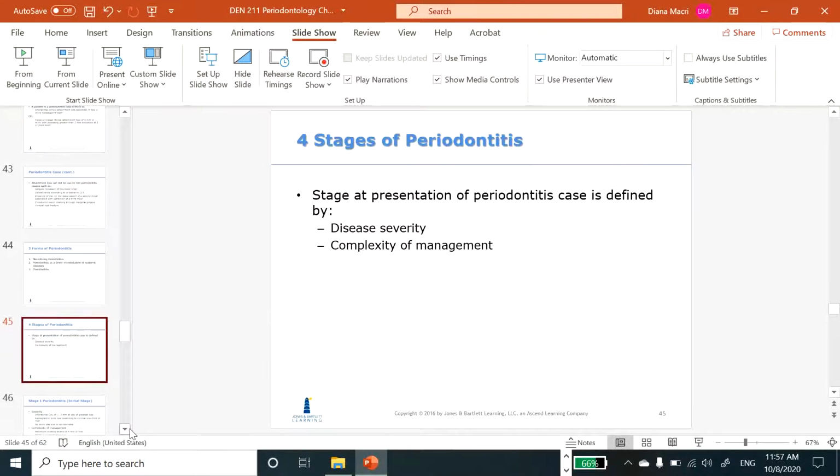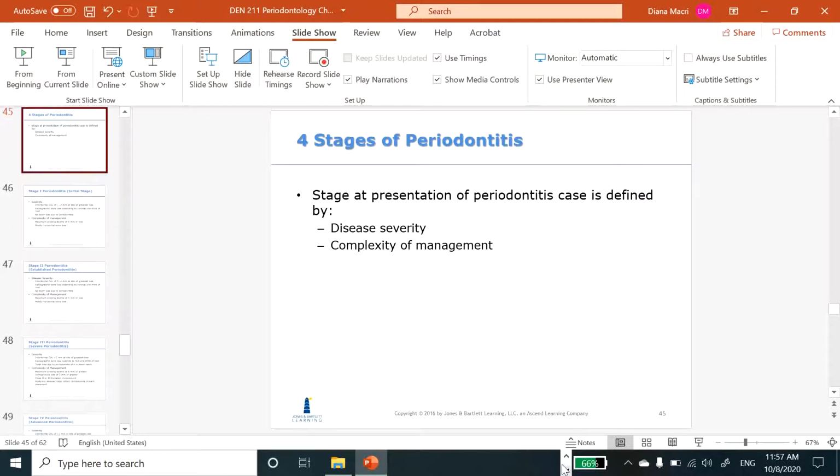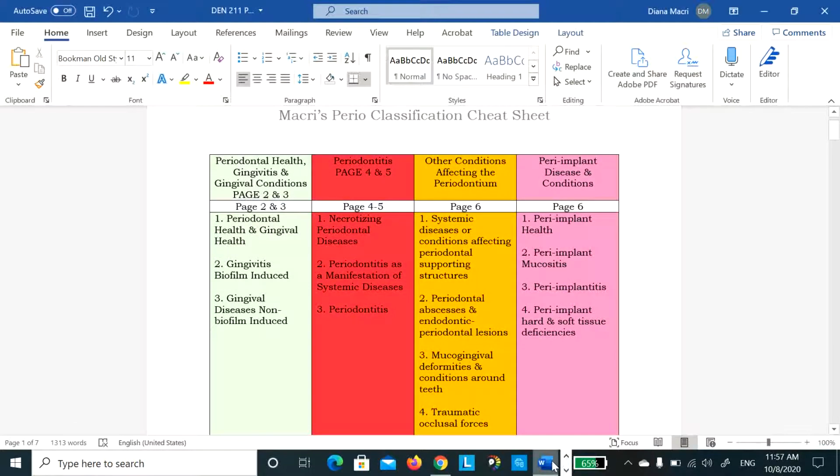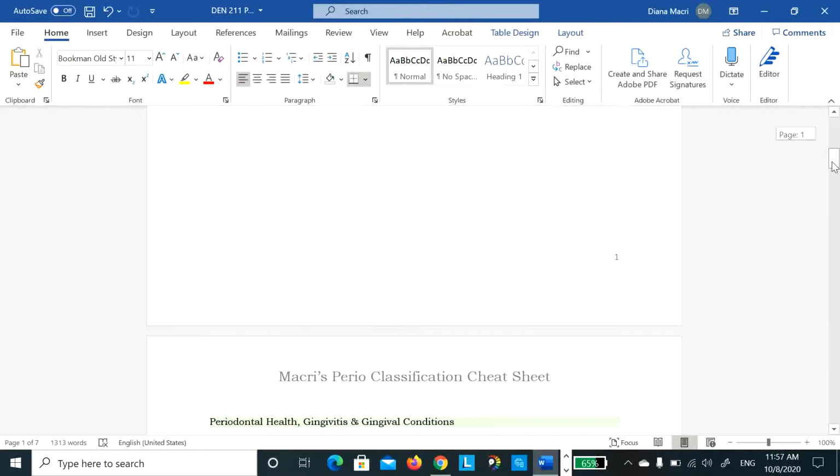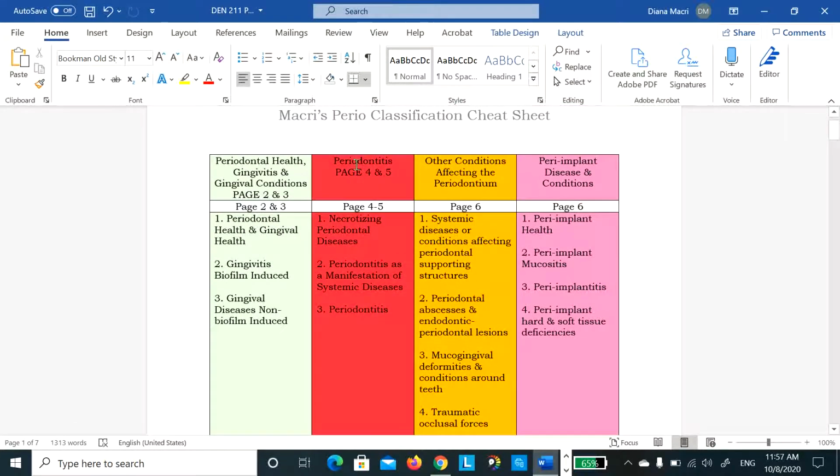But the first thing I want to do is go back to my cheat sheet and show you where you're going to find this. You're going to find anything related to periodontitis on page 4 and page 5.